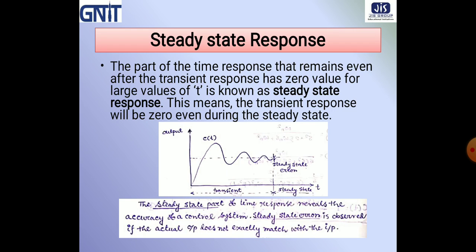Okay, for large value of t, it is known as steady state value. Actually, steady state means after the transient state, the response of the system is constant at a certain value. That value is considered as steady state response. This is our transient part, and after the transient part, the output of the system gets fixed. So this is our steady state response or steady state part.